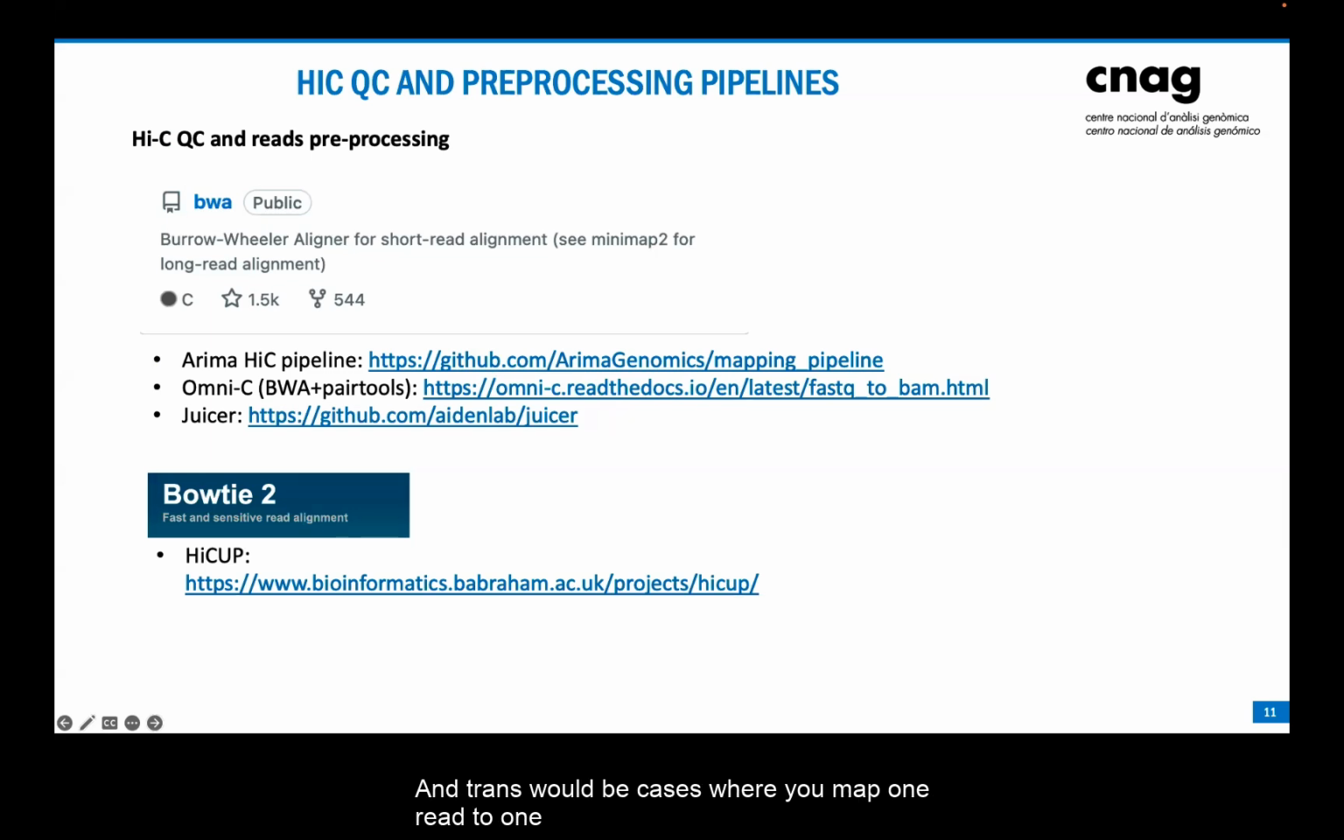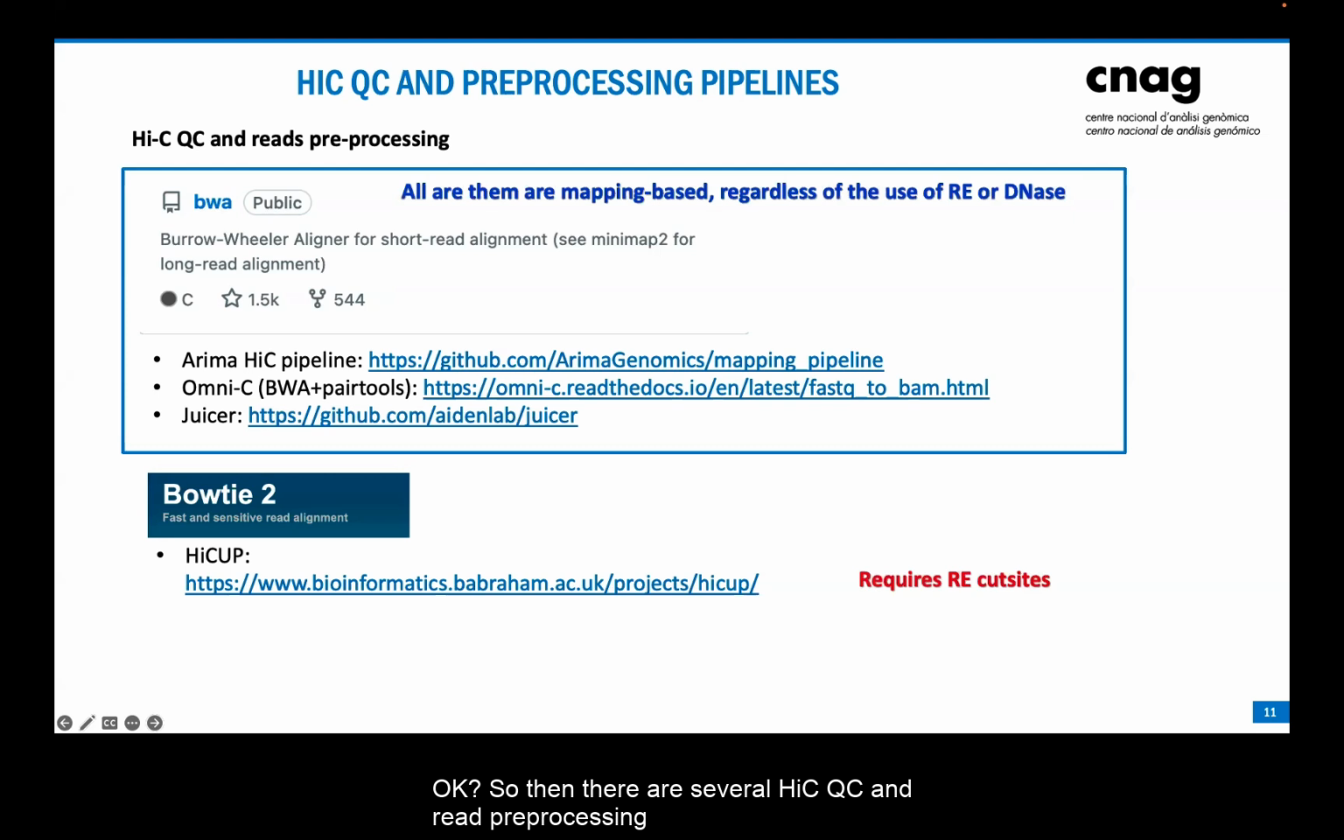And trans would be cases where you map one read to one scaffold or contig and the other read to a different scaffold or contig. Those are really good for us for scaffolding, because I also have to join these two scaffolds or contigs into one super scaffold or genome territory.